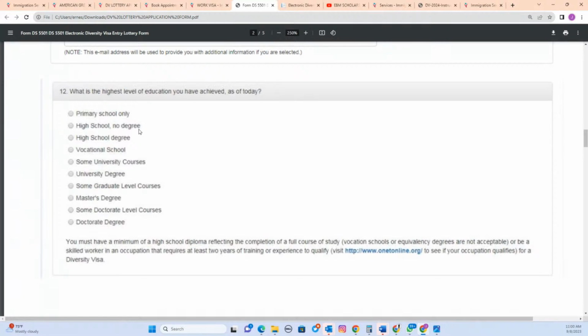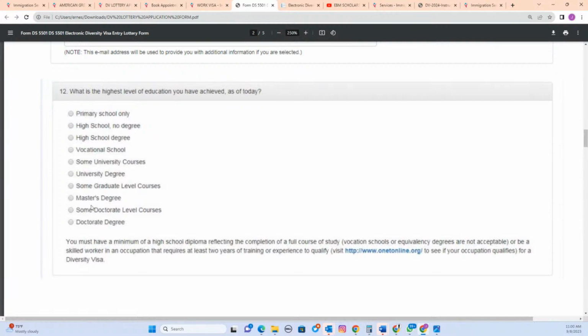That's the point. Vocational means nothing. Even if you win, it will not give you the DV lottery visa. You have to have 2 years of experience. That's why they say here, you must have a minimum of a high school diploma reflecting the completion of the course of study. Vocational schools or equivalency degrees are not acceptable. Or be in a skilled work occupation, at least 2 years of work experience, blah, blah, blah. You need to have 2 years of work experience. This is to be given the visa.